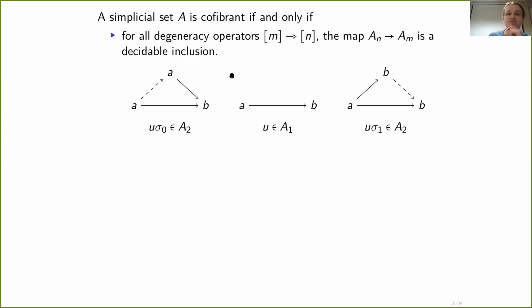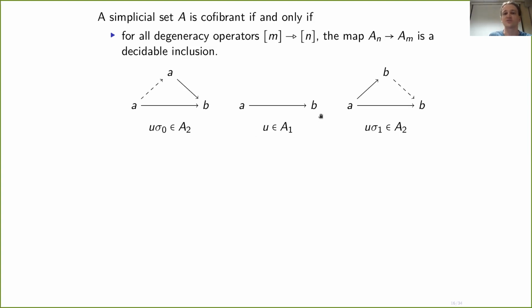So a simplicial set is cofibrant if and only if for all degeneracy operators, the map induced by a degeneracy operator is a decidable inclusion. So it is a decidable proposition whether a given simplex is of the form U sigma for some operator sigma. Here's an example. Degeneracies of one-dimensional simplices, in one dimension higher, basically duplicate one of the vertices. They either duplicate this vertex A, or they duplicate this vertex B. And these are two possible degeneracy operators that can act on a one simplex.